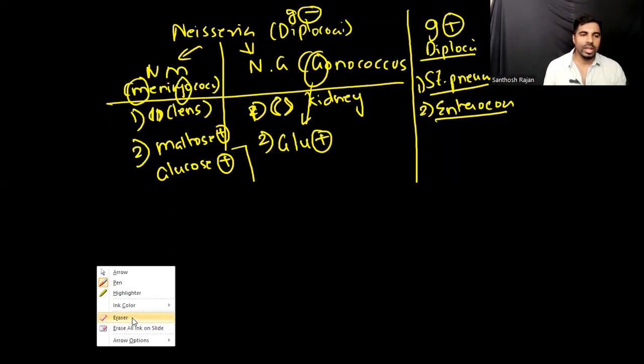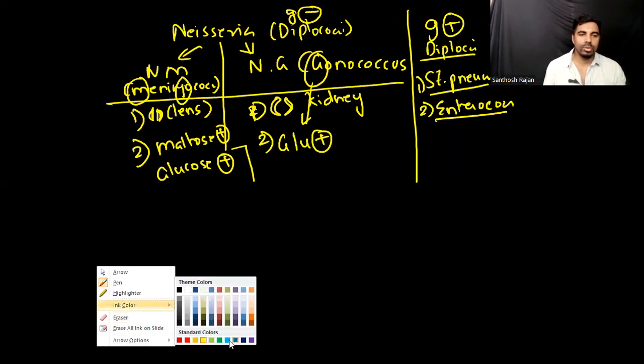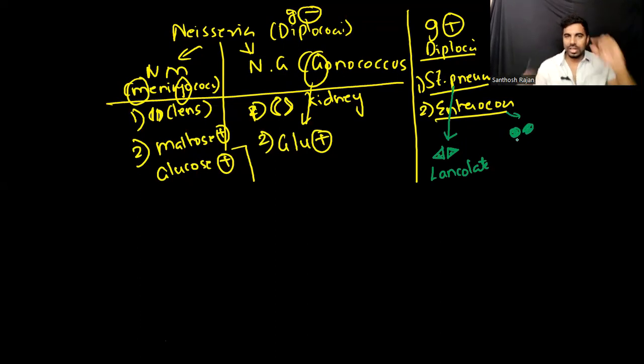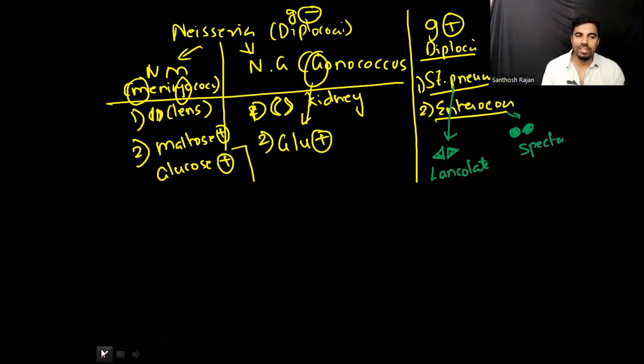Now, apart from that, what about these two? In Streptococcus pneumoniae, the questions frequently asked, what do you call it? You call it as lanceolate. Okay, lanceolate shape. And Enterococcus, what do we call it? We call it as spectacle. Spectacle, like the glass we wear. But the difference is whether it's gram positive or gram negative, okay?